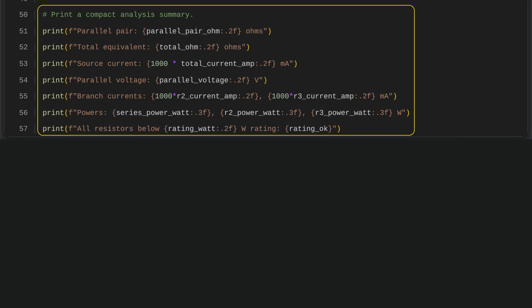The output summarizes the circuit analysis by reporting the parallel resistance, the total equivalent resistance, and the source current in milliamps. It also shows the voltage across the parallel resistors, the current in each branch, and the power dissipated by each resistor using clear rounded values. Finally, it checks whether every resistor stays below the specified power rating and prints the result as true or false.